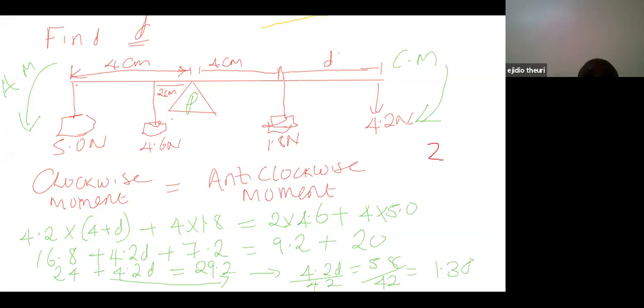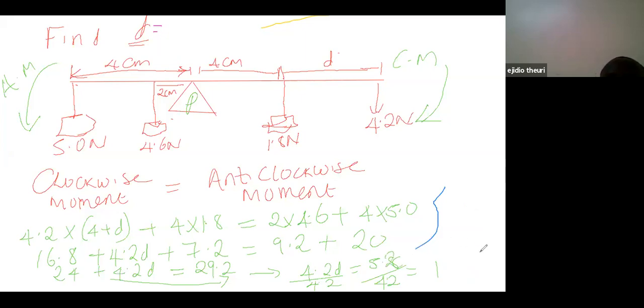Anyone with that answer? Somebody? 5.2. We're subtracting. Let me see. We were having 29.2 minus 24. That should be 5.2. Okay. Thank you for that. That's a very good observation. So we are supposed to have 5.2.